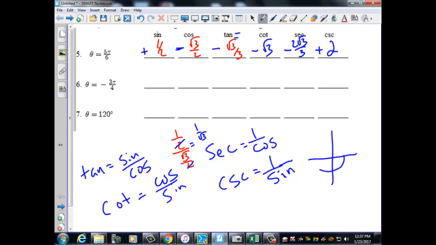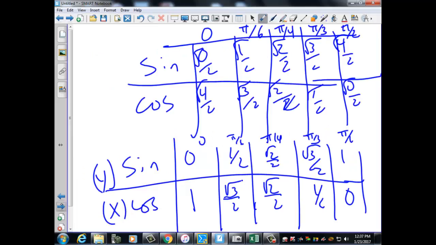Negative 3 pi over 4 takes me to here. What's the reference angle? Pi over 4. So when I go back, now I'm in this column, right? Watch this. Only skilled mathematicians can pull this off. We're in this column, right?